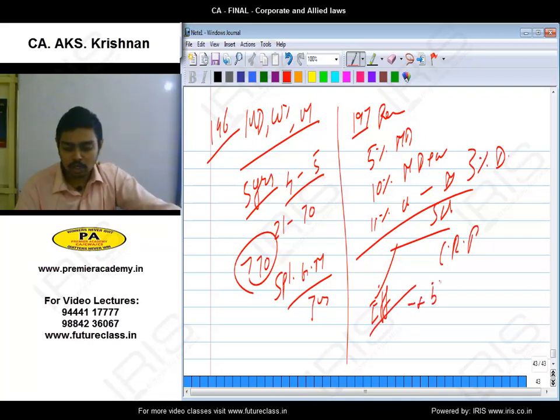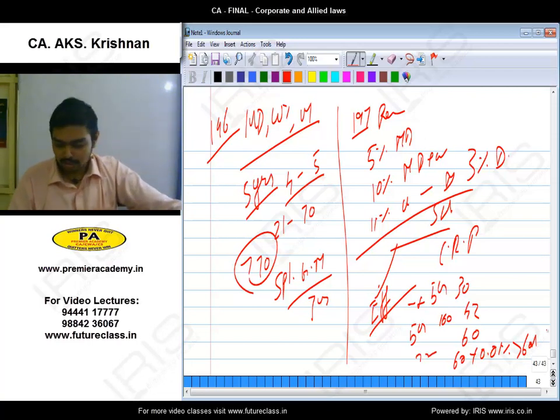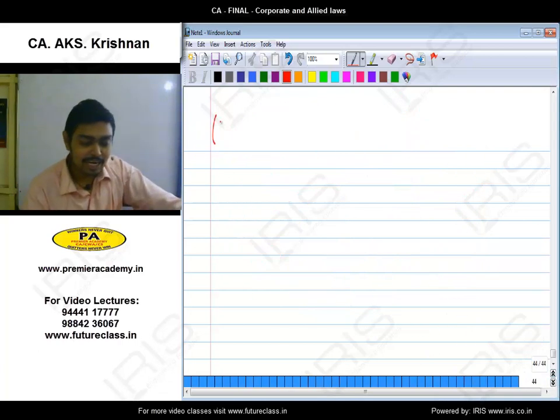Effective capital. Come on, tell me. Effective capital less than 5 crores, 20 lakhs. Then 5 crores to 100 crores, 42 lakhs. Then 60 lakhs. Then 60 lakhs plus 0.01% of the amount over and above 60 lakhs. 250 crores. Sorry, next. Current relevant profit. Come on, tell me what is current relevant profit?